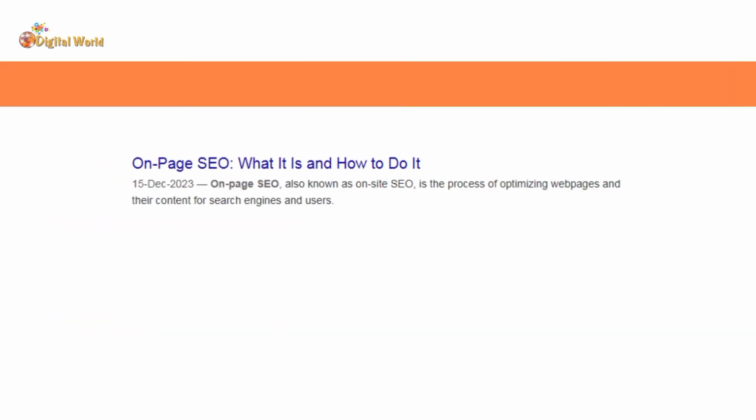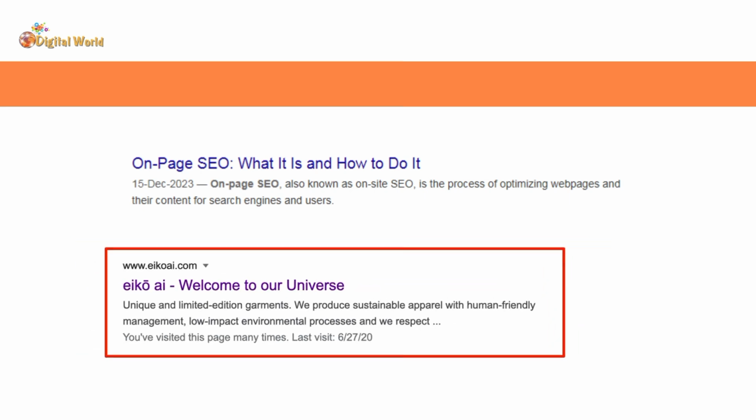Let's show you some examples. Take a look at this picture, which demonstrates how meta description can be optimized. However, this particular picture shows the meta description is not optimized.